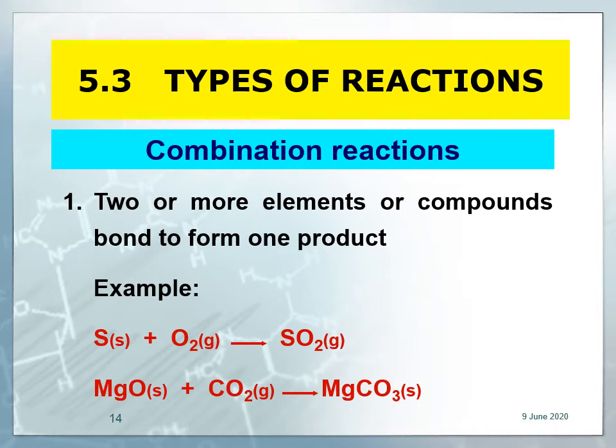Now, we move to the next topic on types of reactions. There are a great number of reactions that occur in nature, in biological systems and in the lab. All these reactions are classified into 4 general patterns. First is combination reaction. This means the reaction involves 2 or more elements or compounds bonding to form one product. In the first example, it shows the reaction of sulfur plus oxygen to form sulfur dioxide. In the second example, there is magnesium oxide plus carbon dioxide to form magnesium carbonate.